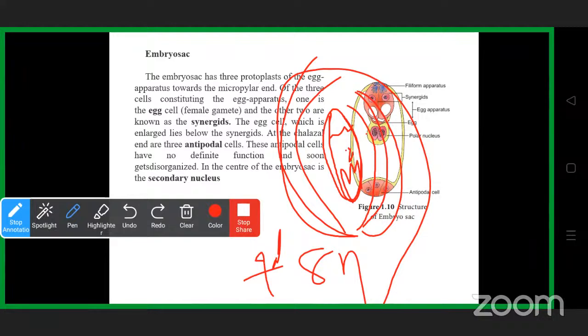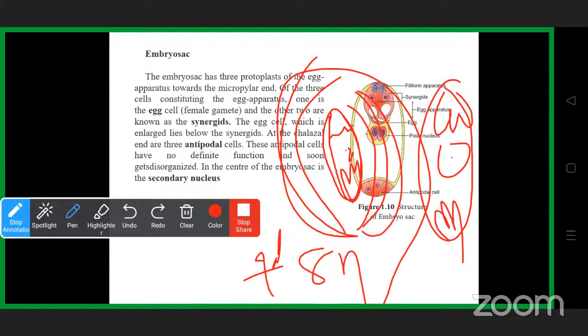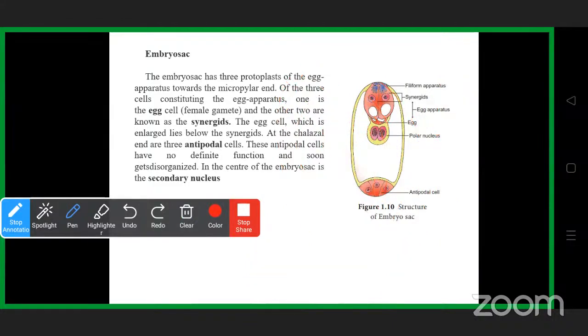And then we can see here, I already told you, the egg cell, synergids, antipodal cells, and polar nuclei. The common type of the embryo sac is the polygonum type of the embryo sac, that I told you already.